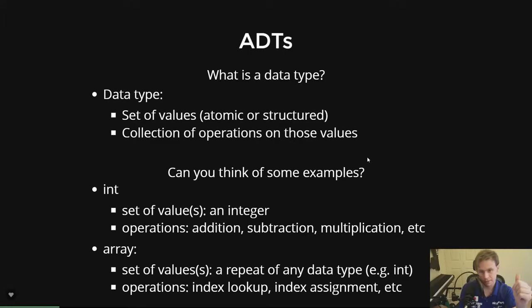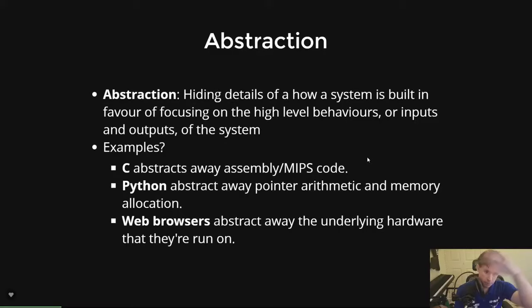All we're really talking about today is expanding that notion and tying a bit of abstraction into it. You're familiar with the notion of abstraction from previous courses, which is essentially just hiding the details of how a system is built. Our focus is then on the behavior of this type, how the inputs and outputs work, keeping it at a very high-level, behavioral approach.